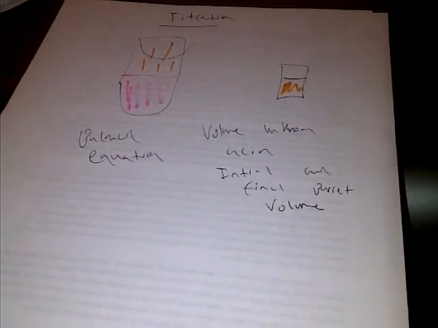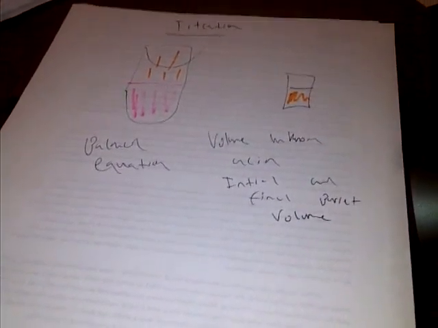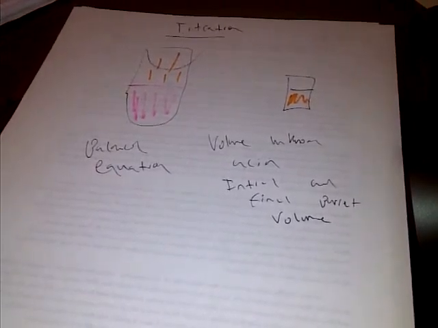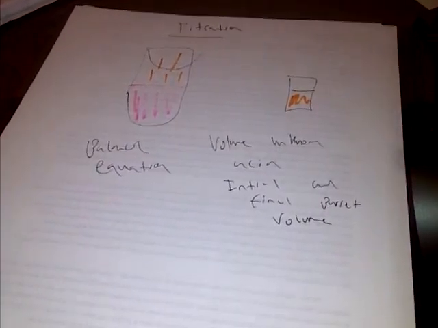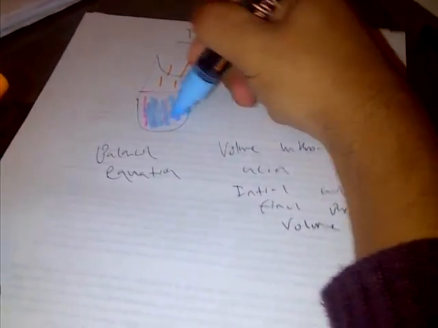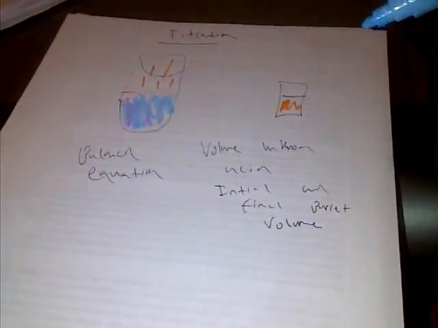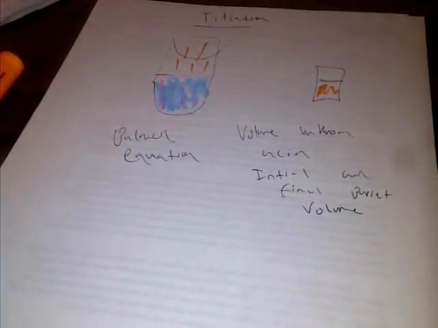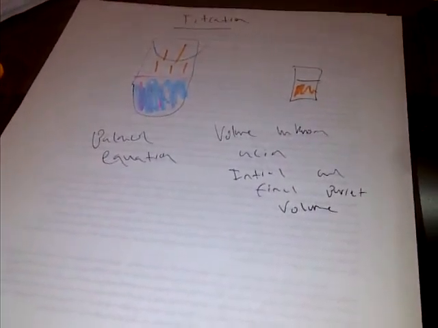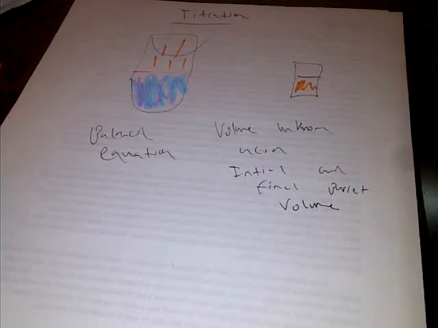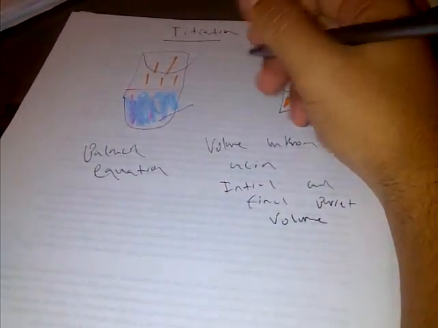And so add base carefully until the last drop causes a persistent change in the color of the pH indicator. So let's say this would turn blue. So it would now look like this. So you can see there's a persistent change. And read and record the final volume of the burette. So we would record the final volume right here.